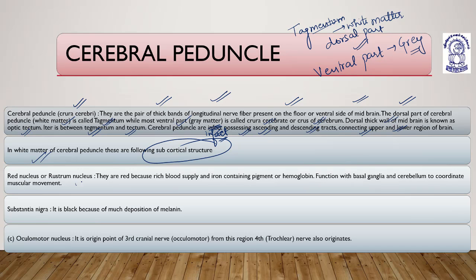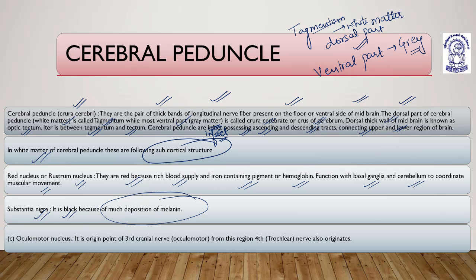Red nucleus or nucleus rubrum. They are red because of rich blood supply and iron-containing pigment, hemoglobin. Their function is to work with basal ganglia and cerebellum to coordinate different types of muscular movements. Substantia nigra is black because of much deposition of melanin.